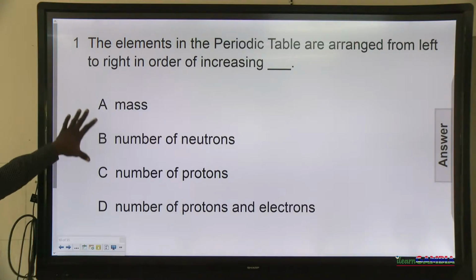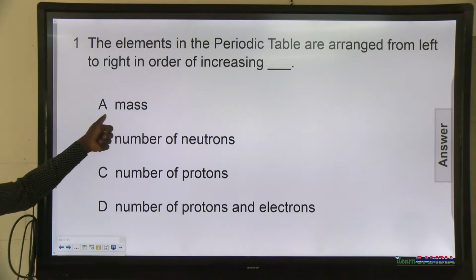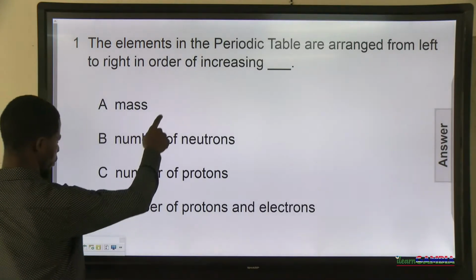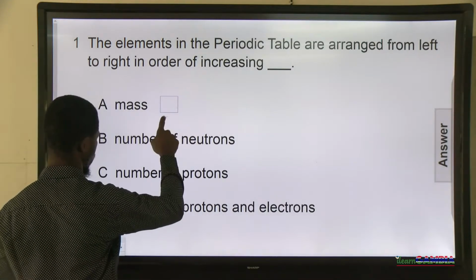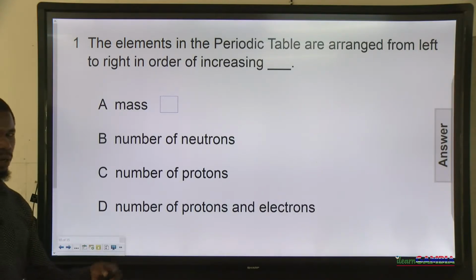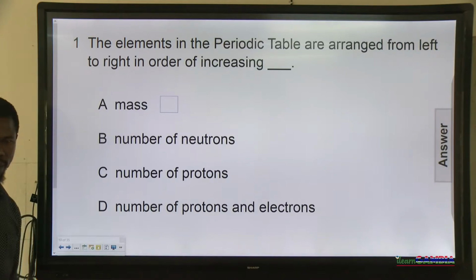Looking at the options that we have, option A says that mass number is the correct option here. Are elements in the periodic table in order of increasing atomic masses? No. A is wrong. Option B, number of neutrons. Elements in the periodic table, did we arrange them in order of increasing neutron numbers?